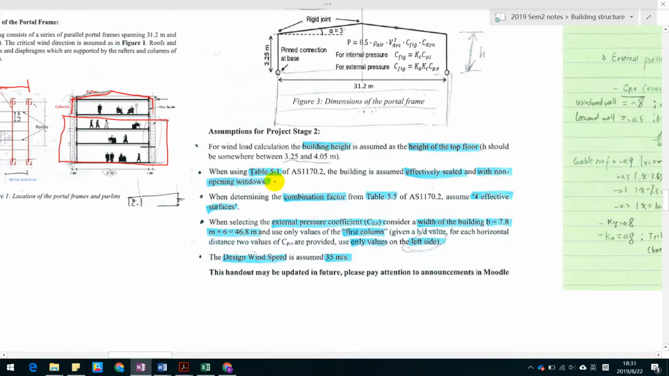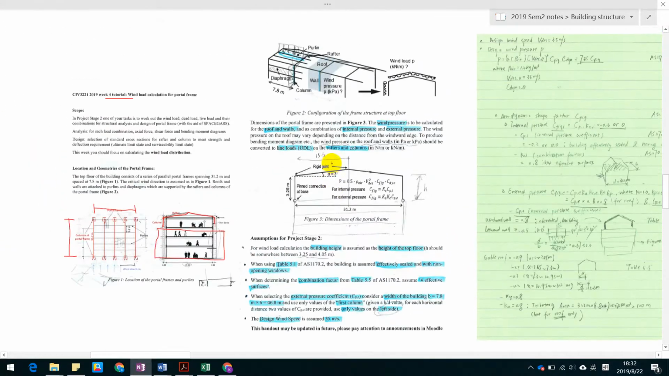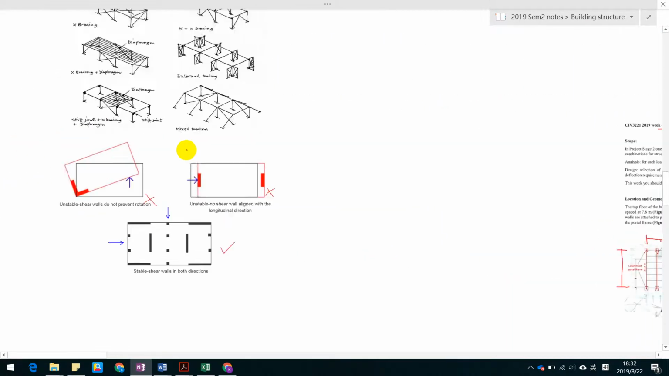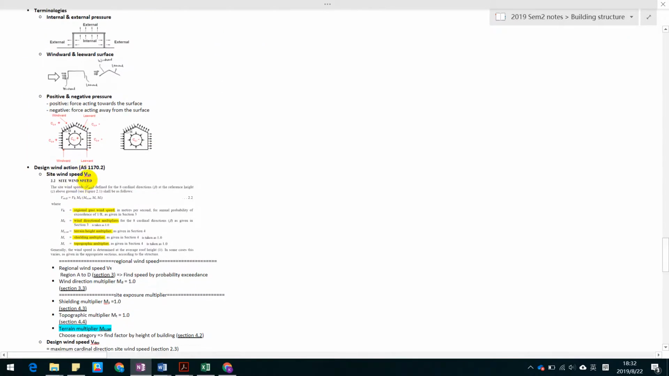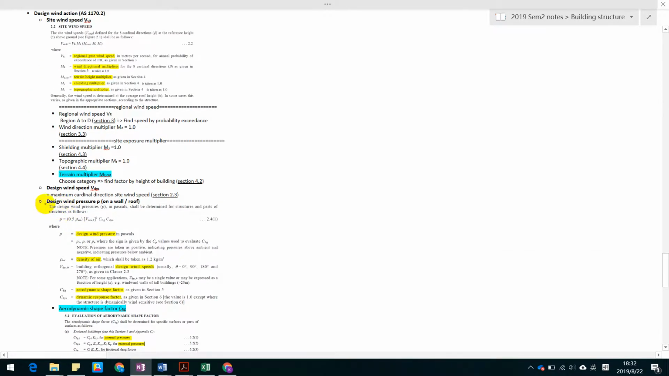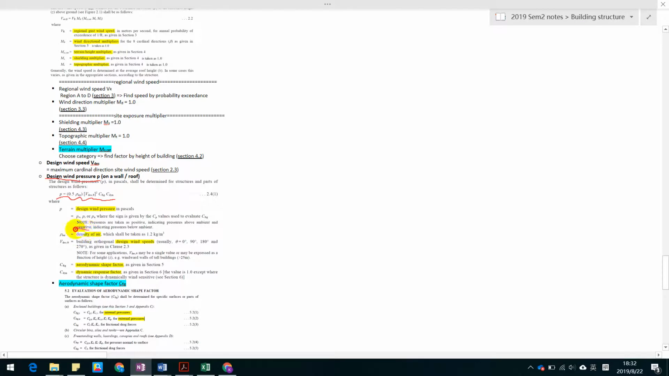The assumptions for the project stage 2 are here. We're going to first stick to the plan. As we say, we were firstly given the design wind load P on the roof, so this is the formula we use here, and we get the density of the air is 1.2 kilograms per cubic meter. So this one is finished, and also the wind speed is given as 35 meters per second, and we double it. And also the dynamic factor is determined as 1.0.